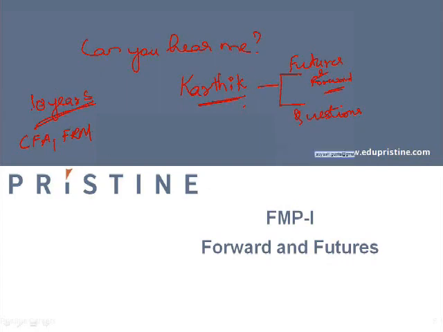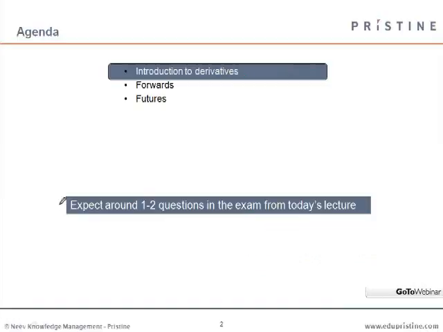So let me get to the topic of today. As I said, the topic for today, the one that I've chosen is FMP. FMP stands for Financial Markets and Products. And that too, in FMP 1, we are taking a very simple concept of trying to understand what is a forward and what is a future. Okay. So this is a rough agenda of what we're going to study today.